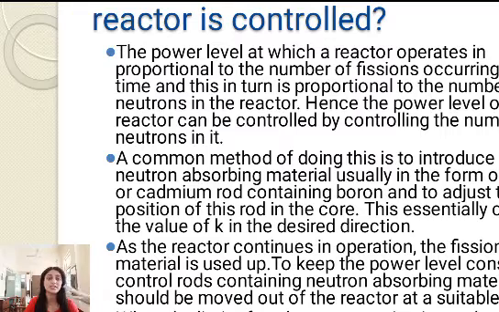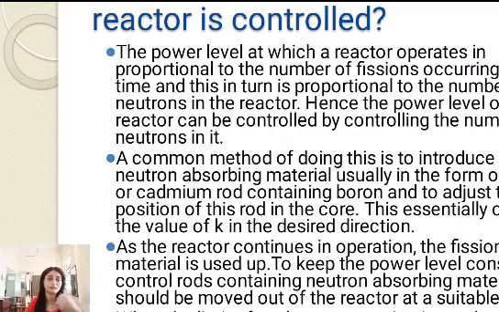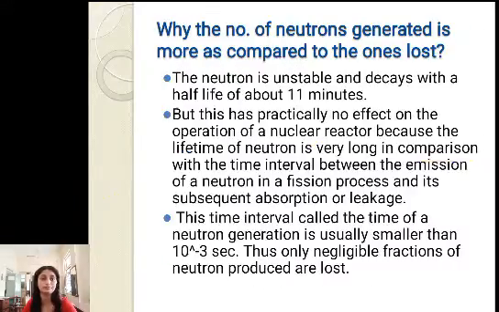And as the reactor continues in operation, the fissionable material is used up, because our fissionable material, suppose it is uranium-235, has been utilized in the chain reaction. And if you want to keep the power level constant, the control rods containing neutron absorbing materials should be moved out of the reactor at a suitable rate. It's not that you insert them and all the neutrons are absorbed, because we need neutrons for the further chain reaction as well.